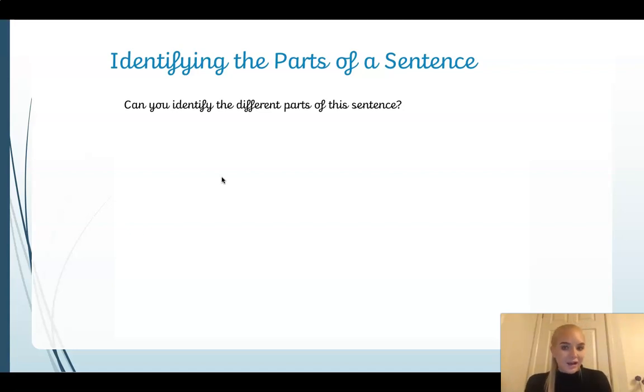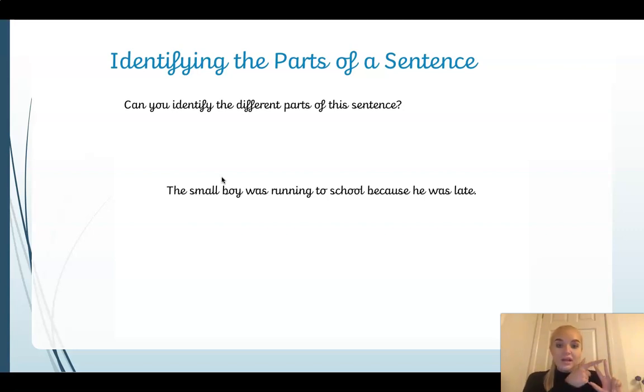Before we go into that, I'm just going to give you a sentence. And I would like you to see if you can identify the different parts of this sentence. Can you identify the determiner? Can you identify any adjectives? Can you identify any nouns? Can you identify any verbs? Can you identify any pronouns? Any conjunctions? I am going to let you pause the video and have a think, and then I will make it a bit easier if you are struggling and then ask you to pause it again.